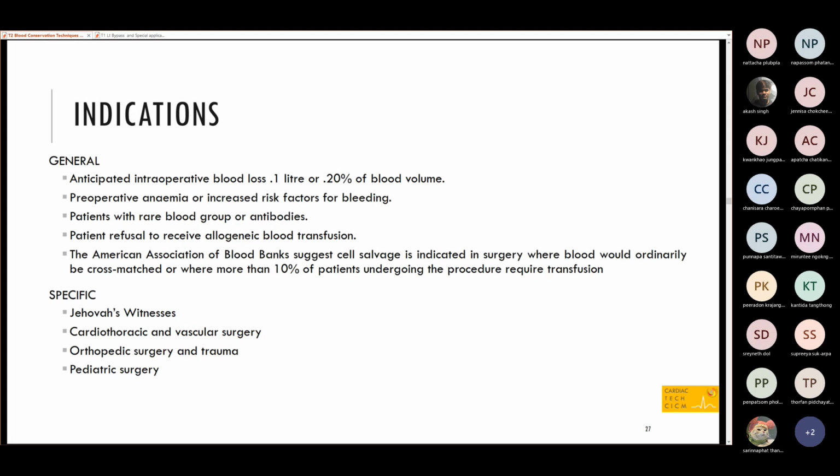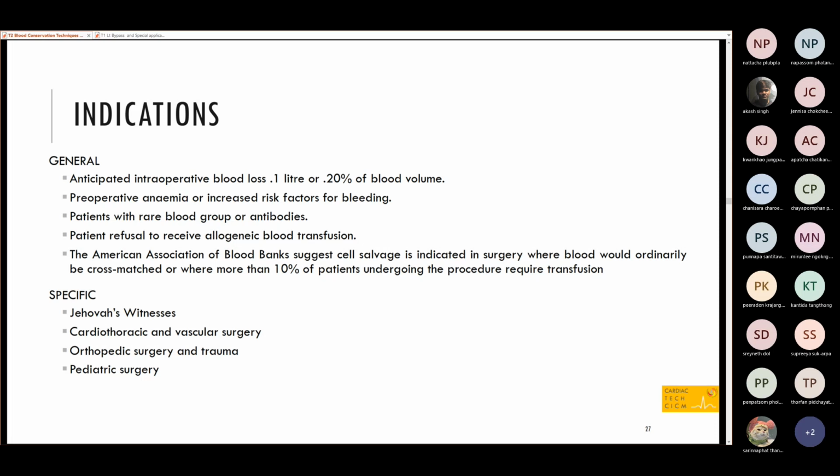So for indications, we generally use this in complex surgeries. It's not only cardiac surgery, because as we know, we are in direct contact with the blood, right? Because we have a heart-lung machine, we have a lot of blood processing procedures.